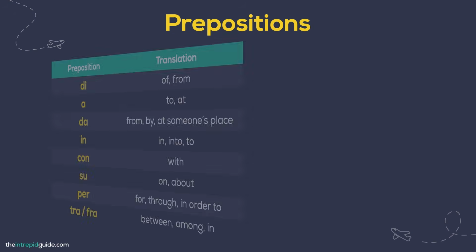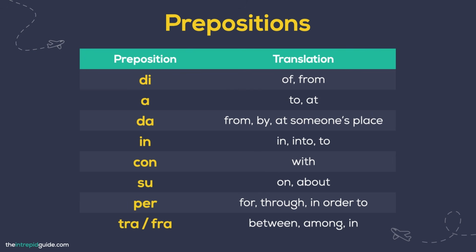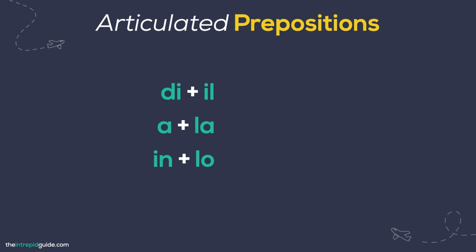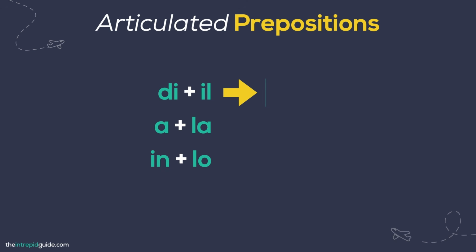Now, Italian has 8 basic prepositions: di, a, da, in, con, su, per, tra, and fra. When prepositions are next to a definite article, most of them merge to form one new word. These are called articulated prepositions. Take a look at these examples. Di and il become del. A plus la becomes alla. In plus lo becomes nello. Now there are over 30 of these forms.